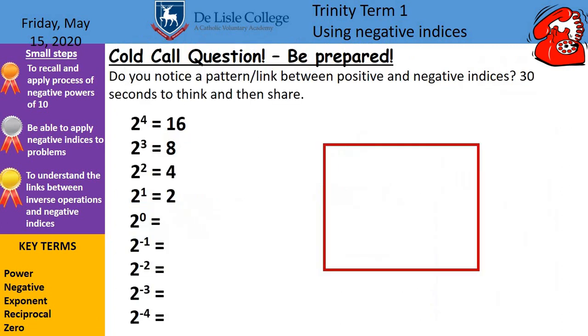Okay. Right, I would like to have a quick look at this, something you will have seen before. And just, do you notice a pattern or a link between positive and negative indices? Just pause the video whilst you have a think about this.